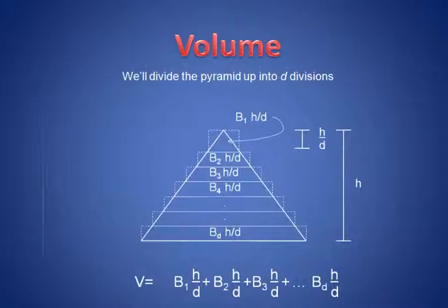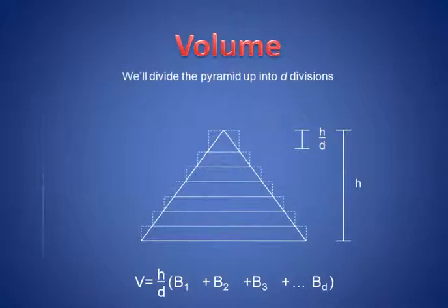What you'll notice is that h over d is a common term with each of these expressions, so we can factor it out. And then we're left with h over d times the sum of all of those areas. But it turns out that each of those areas is dependent on the number of divisions in the following way. We'll notice that all of these triangles are all similar triangles because each base is parallel to the base of the pyramid. So what that means is that each triangle has two congruent angles. In other words, each triangle is similar to every other triangle.